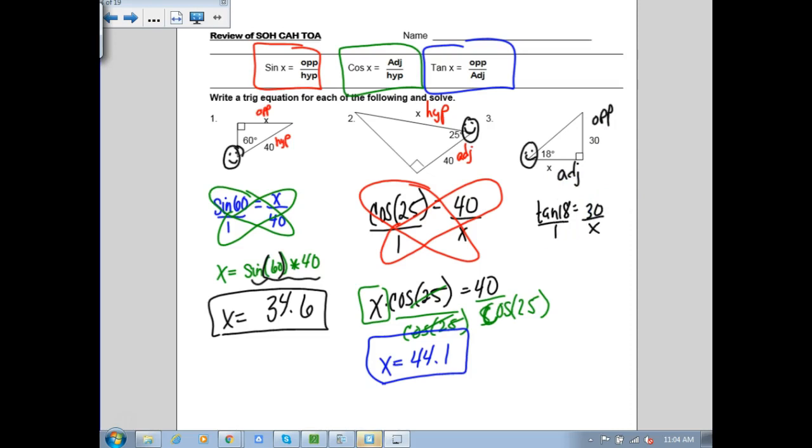So this is another one where you have to be careful how you're doing this. We're going to cross multiply. So this actually turns out to be a division question. So we have x times tangent of 18 equals 30. So you guys were telling me to solve for x. We're going to divide by the tangent of 18.